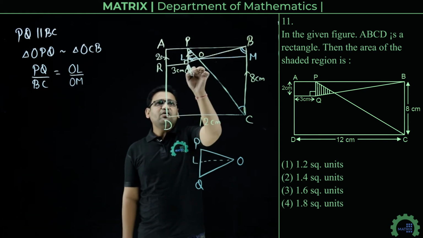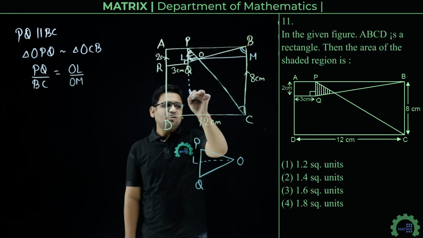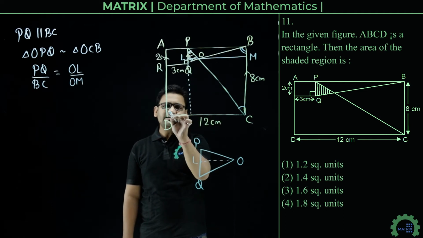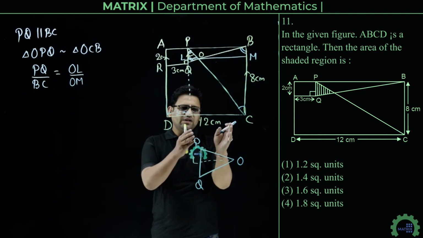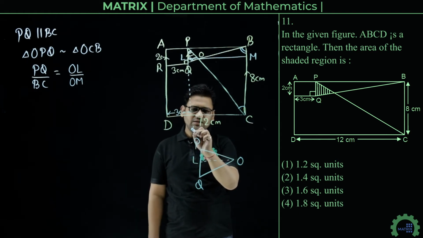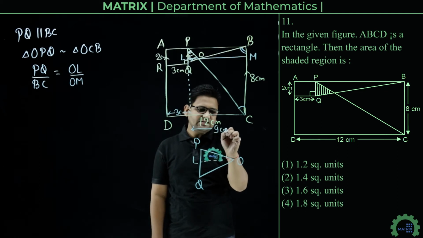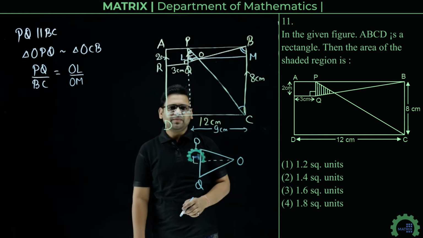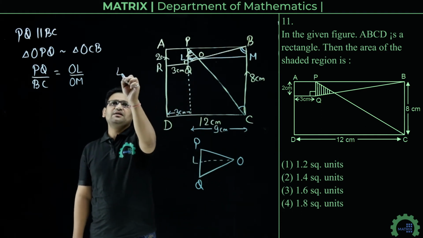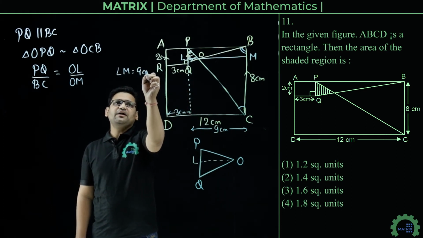Now when we draw a perpendicular from this point Q on CD, then that length is 3 centimeter, and this length is 3 centimeter. So the remaining length will be 9 centimeter. So again this length LM will be 9 centimeter.